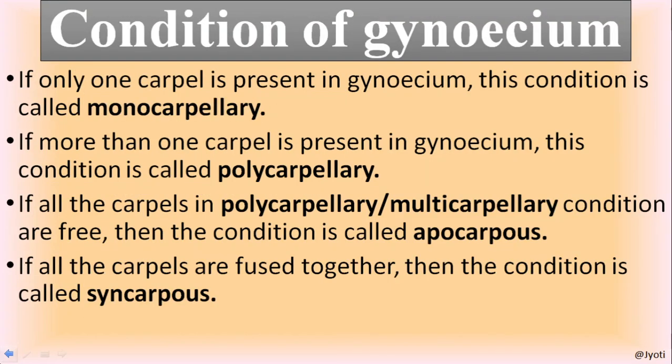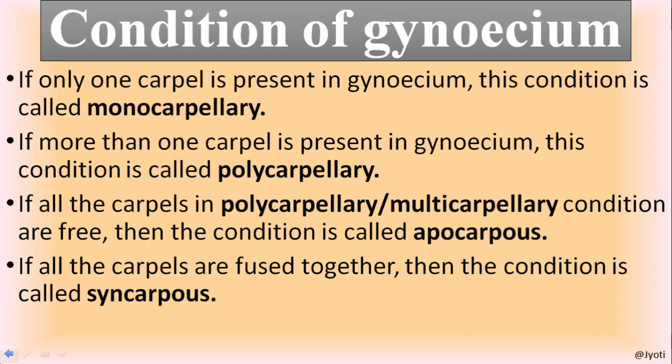Now, the condition of the gynoecium. Like the androecium, the carpels of the gynoecium are also arranged in different ways. They may be fused or they may be free. The styles may be free, and the ovary part may be fused. So on that basis, the gynoecium may be monocarpellary, polycarpellary, or syncarpous. If one carpel is present in the gynoecium, that condition is called monocarpellary. If more than one carpel is present, then that is called polycarpellary.